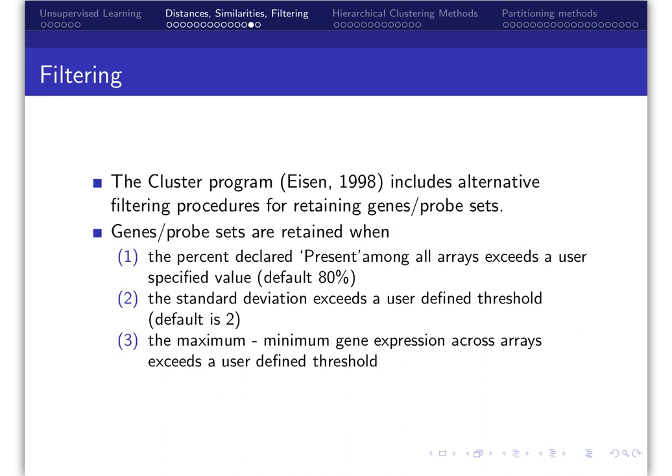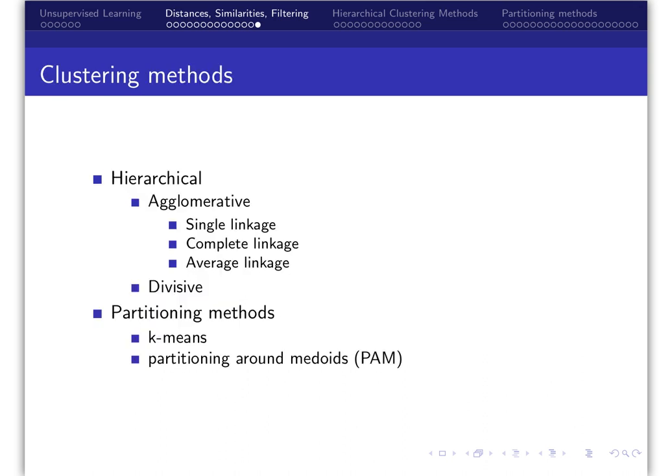Keep genes or probe sets for which the maximum minus minimum expression values across all arrays exceeds a user-defined threshold. There are different clustering methods which fall into two broad categories. Hierarchical clustering, which includes agglomerative and divisive methods, and partitioning methods, which includes k-means and partitioning around medoids.